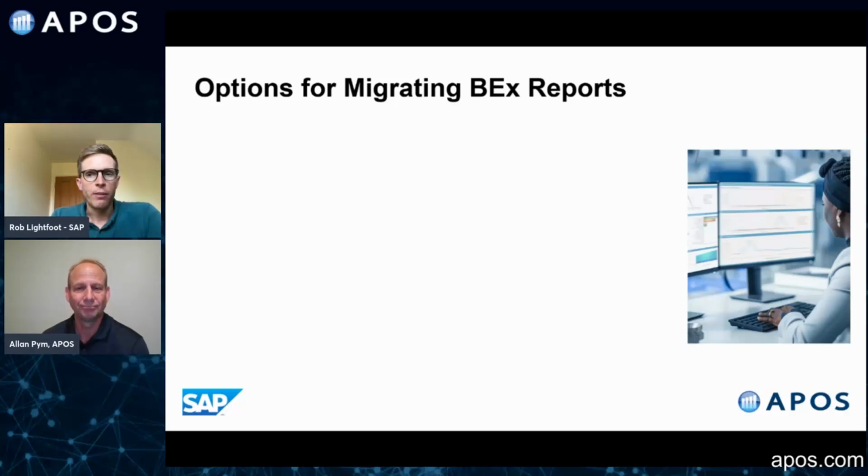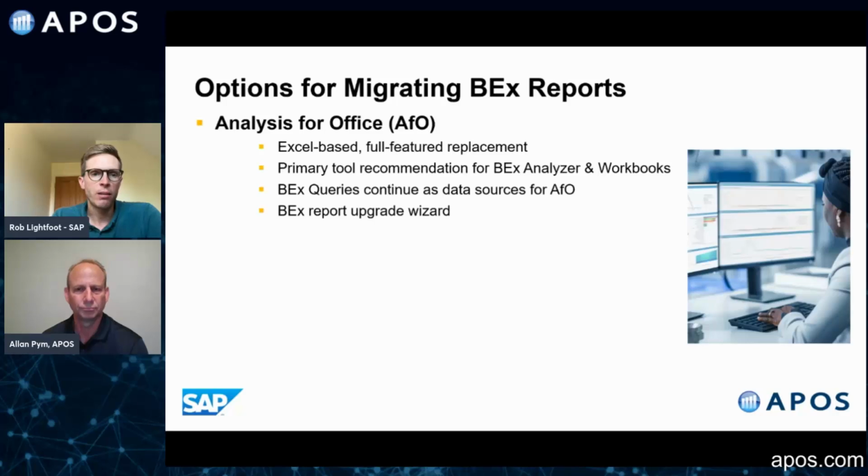Yeah, thanks, Alan. So I think first and foremost, the natural fit, if you like, for what was originally there with those Office-based BEx tools is Analysis for Office. It's something that you can still continue to use. It's Excel-based. It has full feature parity to what was available in those BEx Office-dependent tooling. It's the primary tool recommendation, and the approach for BEx Analyzer and BEx Workbooks is one-to-one with Analysis for Office. BEx queries continue as the data source for them, so you can continue on with your queries, again until 2030, although it's not strategic. And we have a BEx report upgrade wizard as well, which is something to just mention.